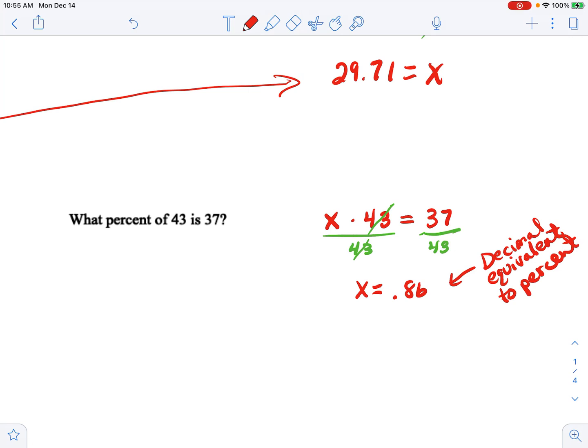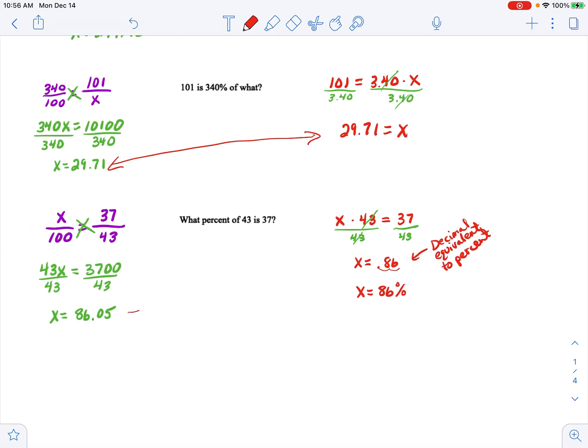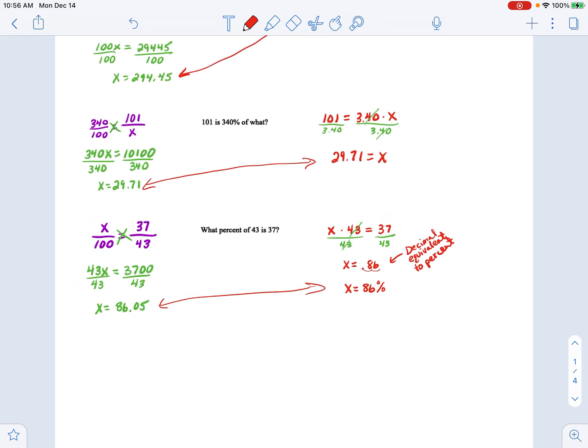Now remember, before we said that to change a percent to a decimal, we slide the decimal point 2 places to the left. When we want to go the other way and change from a decimal to a percent, we slide the decimal point over 2 places to the right. So we get x equals 86%. And that's exactly what we got when we did it before.